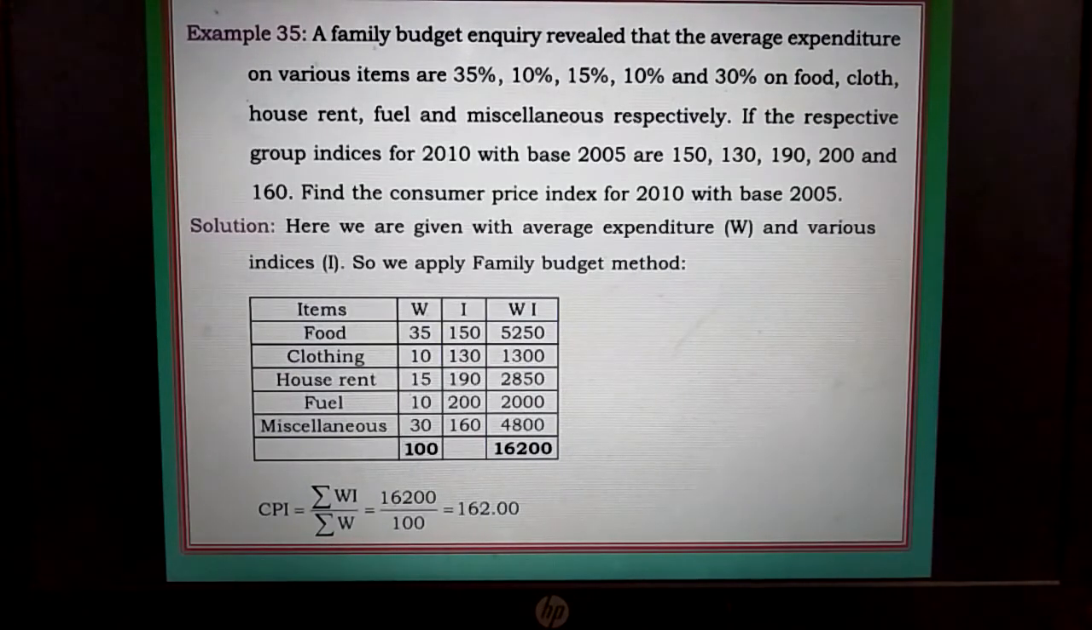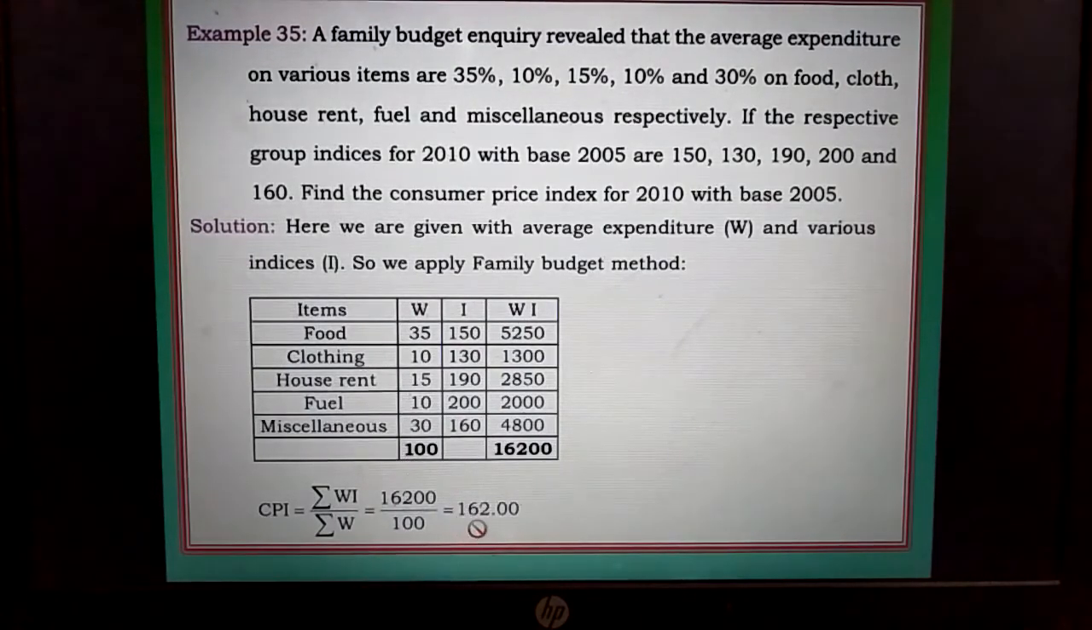Based on that, which method is possible, we have to analyze. Aggregative expenditure method is not possible here. It's possible with family budget method, isn't it? So once we have WI, we need to calculate it in order to substitute in the formula. That's why WI is calculated, and sum of W we can obtain from this column. So calculate those, substitute and get the final answer.